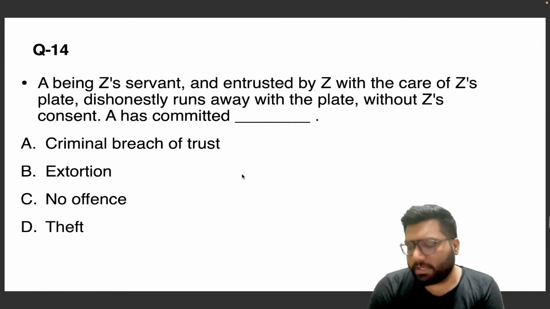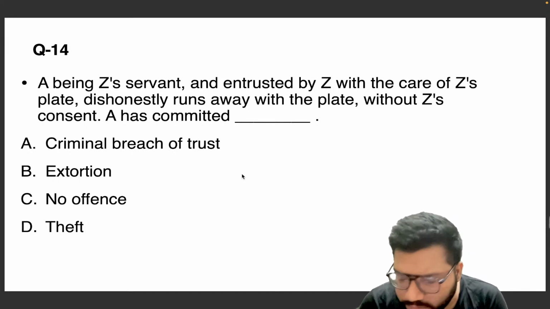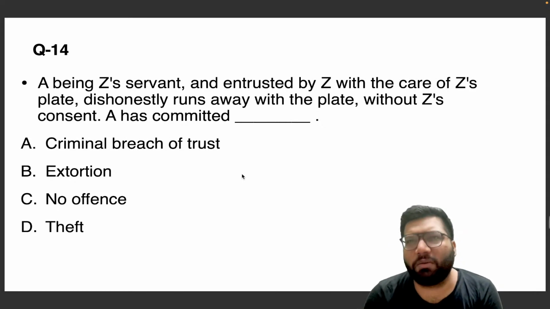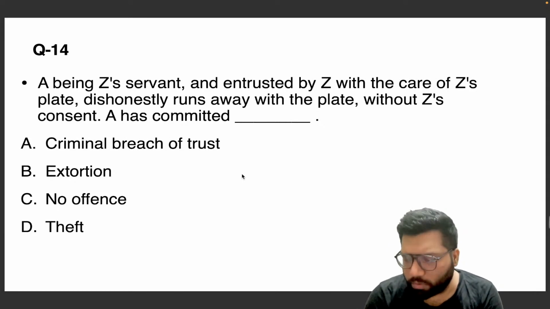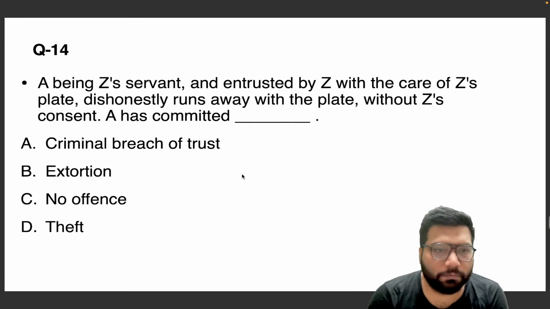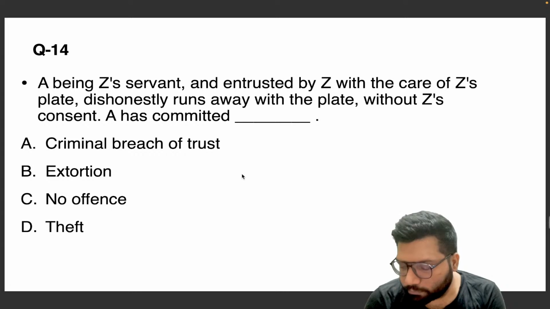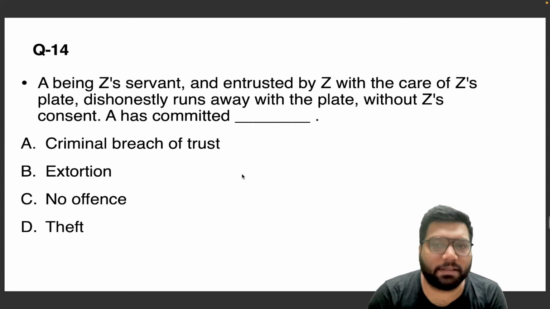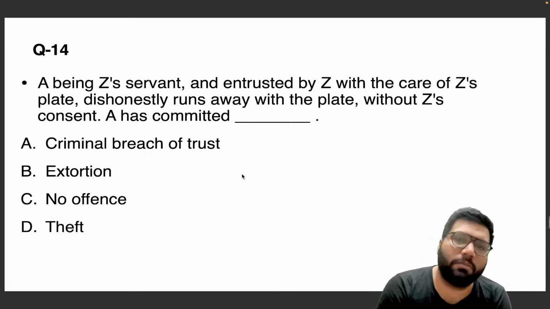Yes, Ayush, MH George is one of the landmark judgments on that. There are many others, like R versus Tolson, and so on. Okay, answer this one. It's kind of an application based question.